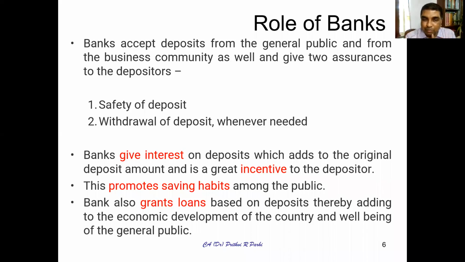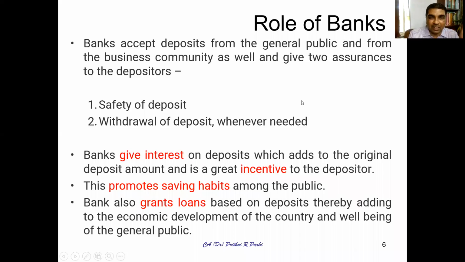And also, as all of us know, banks grant loans. If some people want money, they can get money from the bank, subject to fulfillment of conditions. Maybe sometimes the bank will ask for some security and other credentials. On that basis, the bank will sanction loans.